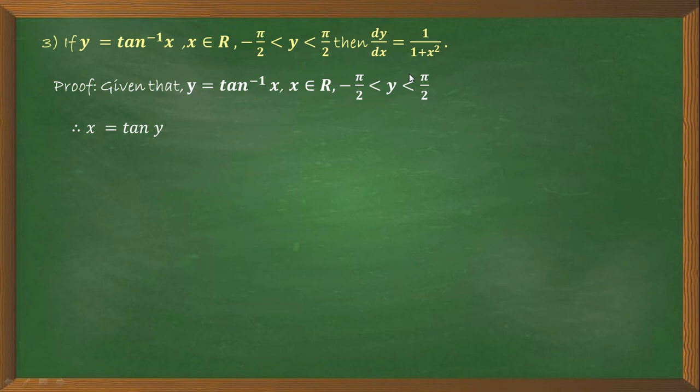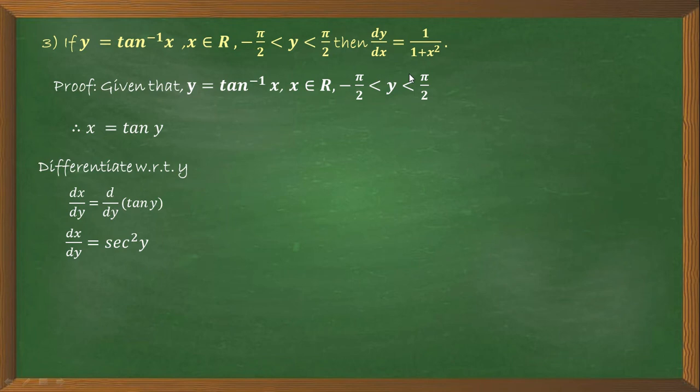Now we can write it as x equal to tan y. The procedure of the theorem is the same as the previous theorem. So remember, x equal to tan y. Now differentiate this with respect to y. What will you get? dx by dy is equal to d by dy of tan y, the derivative of tan y with respect to y. All of you know that it is sec square y. So dx by dy is equal to sec square y.